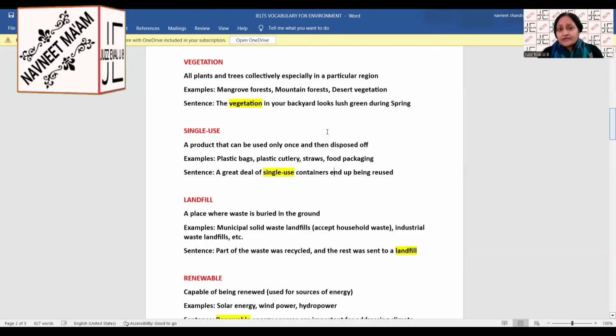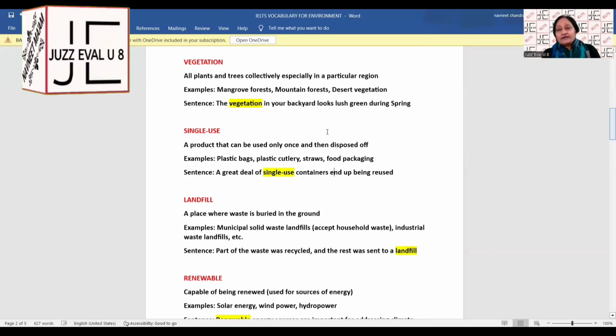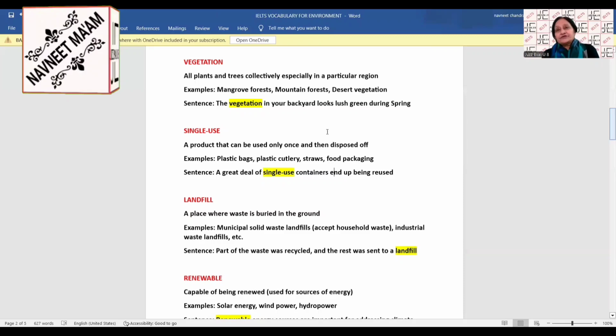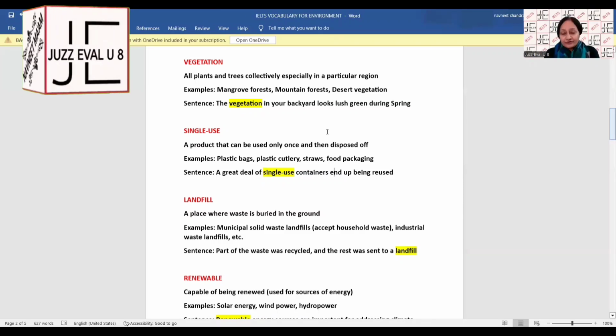And let's see the sentence. The vegetation in your backyard looks lush green during spring. So springtime is known for greenery.